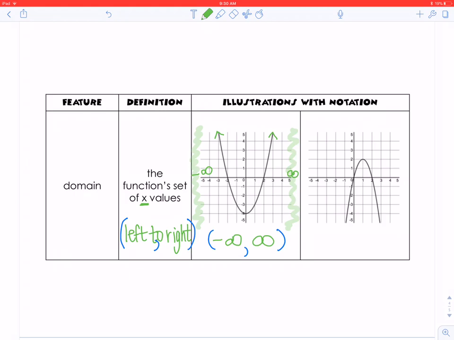Good. Now let's see what happens when our graph reflects over the x-axis. This graph is opening down.